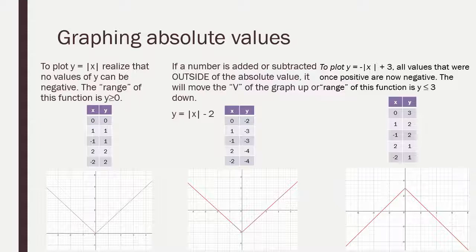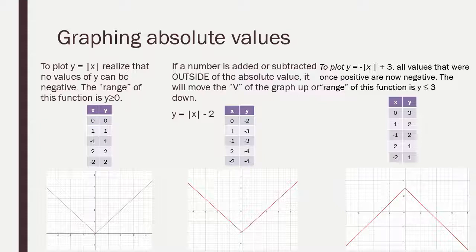The plot here on the left of y equals the absolute value of x has a V-shape centered with its vertex on the origin. And here's a chart of possible values that might be on that graph. The range of this function is y is greater than or equal to 0 because it can never be negative.